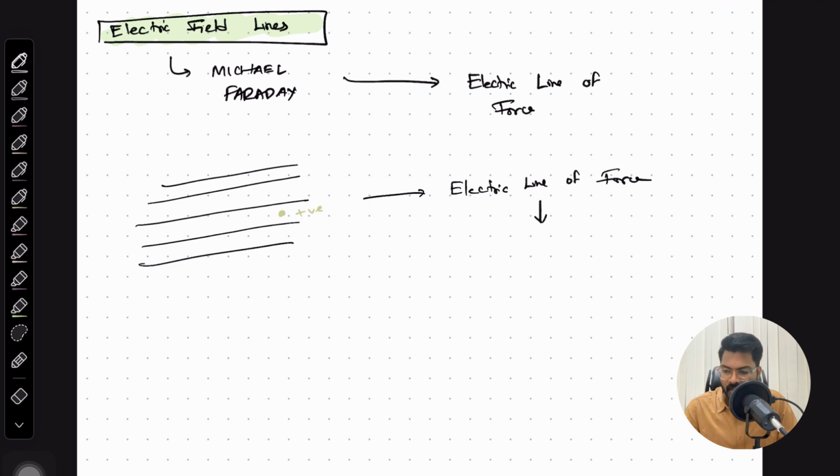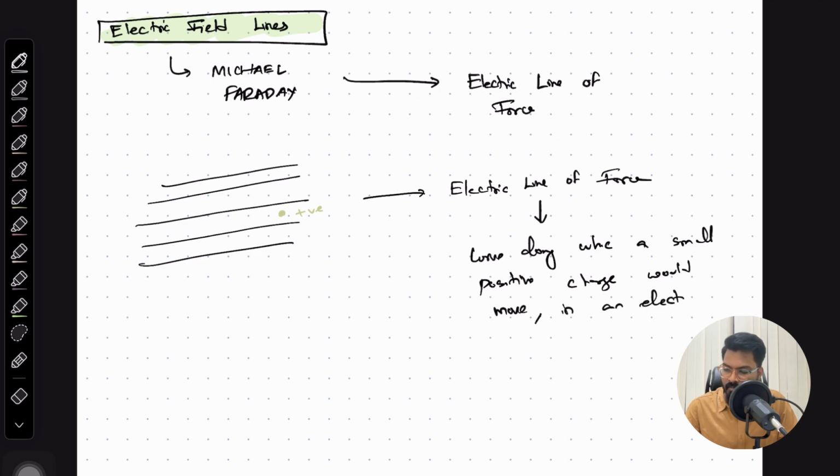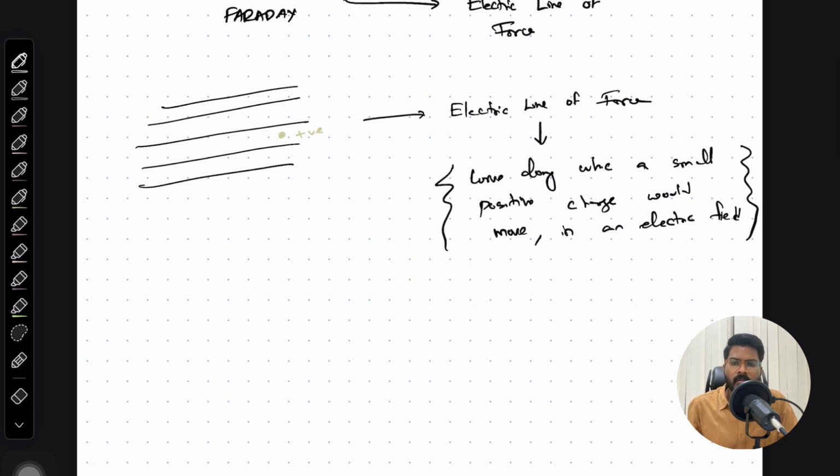which is, if I write, the curve along which a small positive charge would move in an electric field. So this is the idea. So we spoke about a curve. Now let's imagine a curve like this.